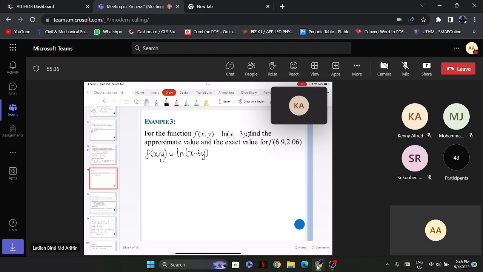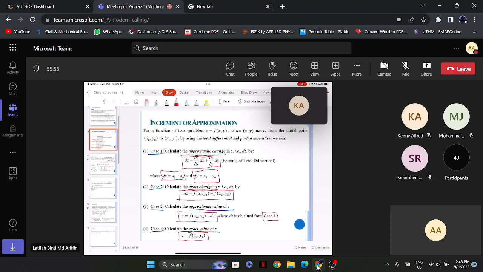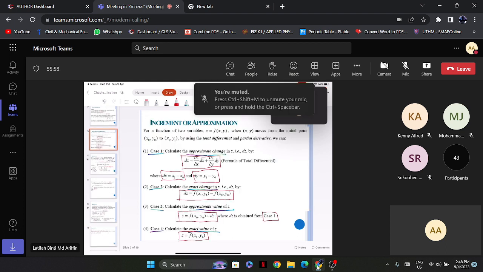Alright, so look at the words used in the question. It says find the approximate value. This is question number 1. And then find the exact value. This is question number 2. So to get the approximate value, we have to refer back to our notes. Approximate value is which case number?